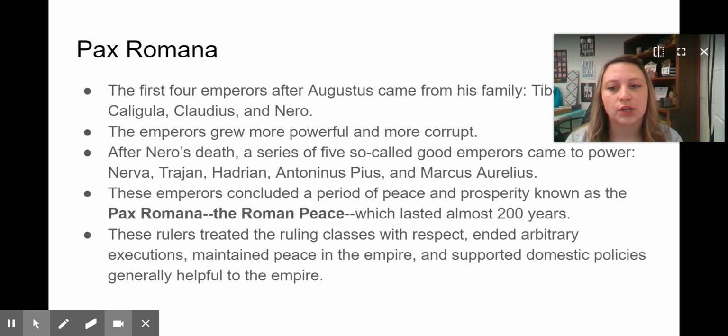After Nero's death, you had a series of 5 good emperors that come to power. They're known as Nerva, Trajan, Hadrian, Antoninus Pius, and Marcus Aurelius. So these emperors oversaw a period of peace and prosperity known as the Pax Romana, or the Roman peace, and that lasts about 200 years. Those rulers treated the ruling classes with respect. They ended arbitrary executions. They maintained peace in the empire. They supported domestic policies, and they were really just helpful to the empire because they were actually looking out for the empire as a whole instead of trying to gain more power.